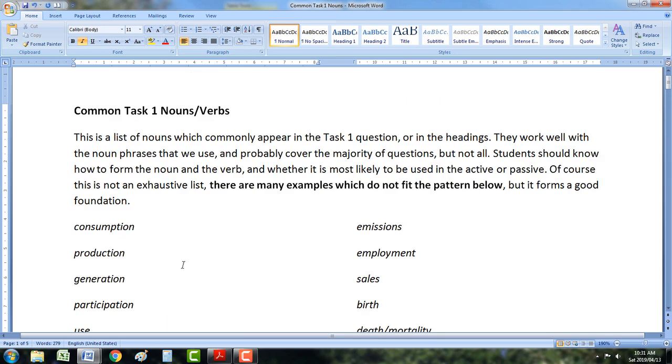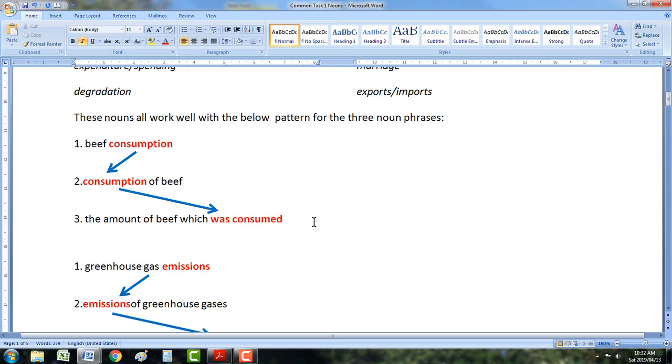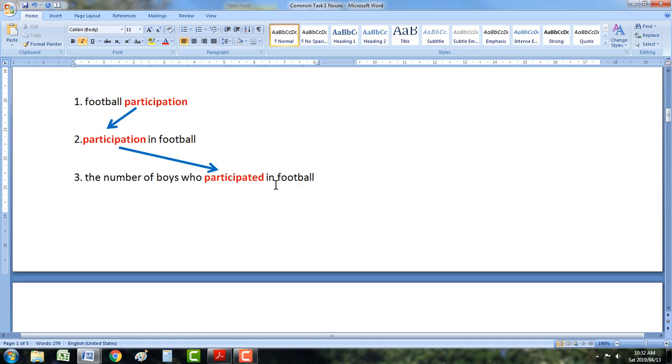If you remember this document, I said these are just the nouns that work very well with this noun phrase 1, 2 and 3 system. Consumption, consumption, noun phrase 1, noun phrase 2, noun phrase 3. If you don't know what this is, then you need to go back to the beginning and start with my videos at number 1. So let's look at noun phrase 4 then.